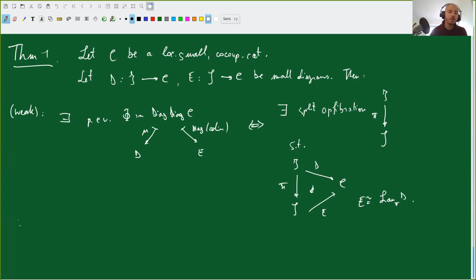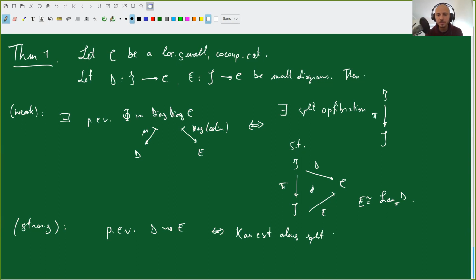The strong form says that there's a bijection actually. So this is not just an equivalence of properties, but it's an equivalence of structures: partial colimits from D to E are the same thing as Kan extensions along a split opfibration.